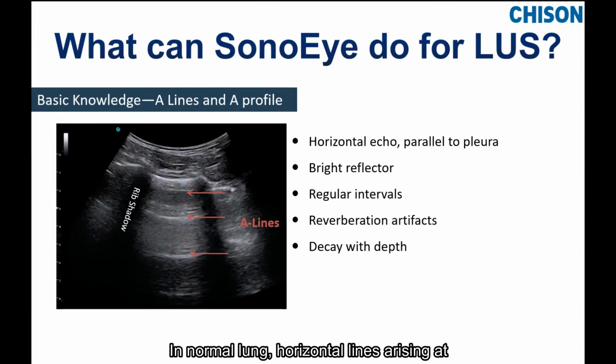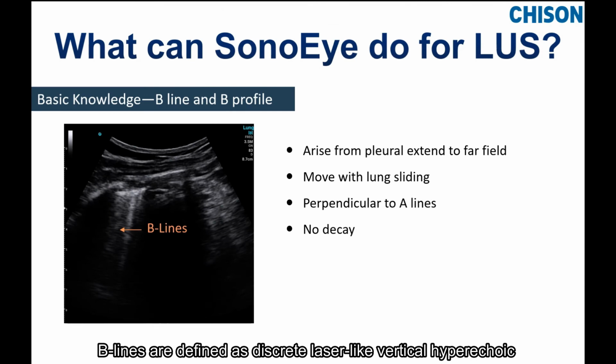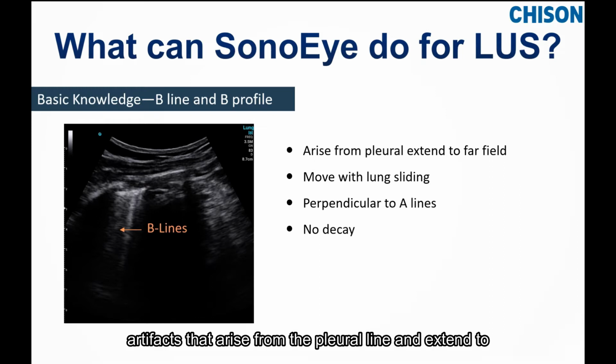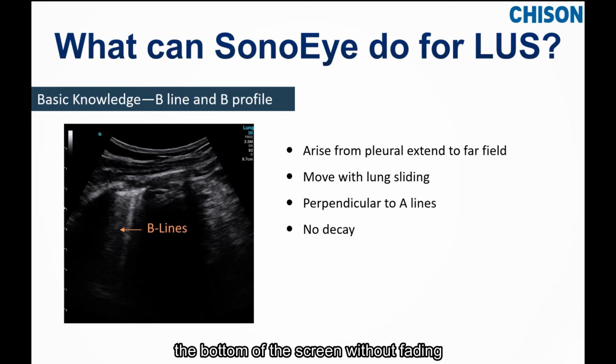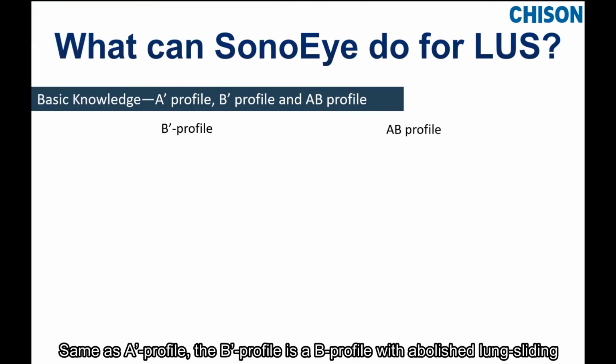In normal lung, horizontal lines arising at regular intervals from the pleural line can be seen, which are called A lines. B lines are defined as discrete laser-like vertical hyperechoic artifacts that arise from the pleural line and extend to the bottom of the screen without fading. It always moves with lung sliding.